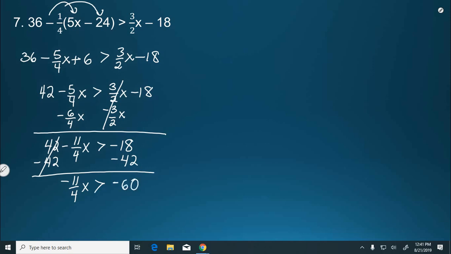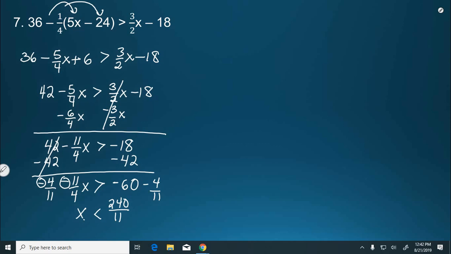So now I've got a negative. I have to multiply by the reciprocal of that negative. So that's negative 4/11 and negative 4/11 here. Now, because I multiplied by a negative, I need to reverse my sign. So now x is less than negative 60 times negative 4 is positive 240 over 11. Oof, that's not a very pretty number, but we can use it to create a mixed number or to satisfy our problem. So it's saying that x has to be less than 240 divided by 11.